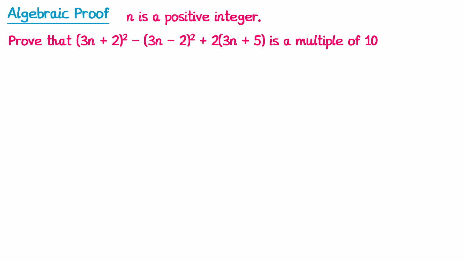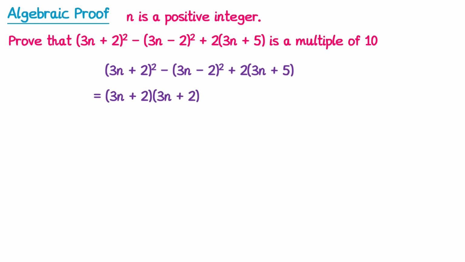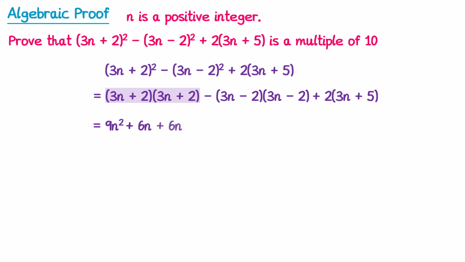So let's take the expression, and if we start with the (3n plus 2) all squared, that's 3n plus 2 multiplied by itself. Then we subtract from this (3n minus 2) multiplied by itself, and then we're also going to add 2 lots of (3n plus 5). So let's expand this bracket here first. 3n times 3n is 9n squared, 3n times 2 is plus 6n, 2 times 3n is also plus 6n, and 2 times 2 is 4.